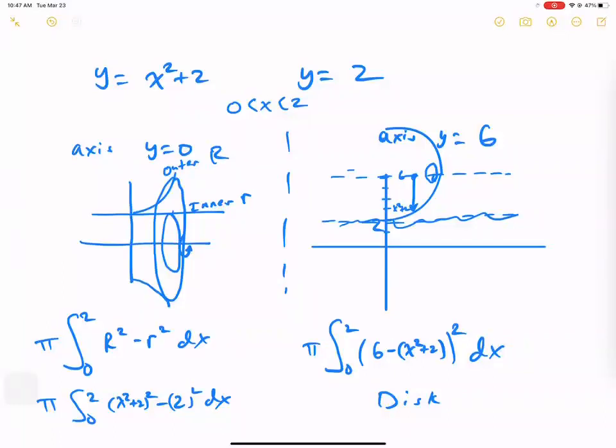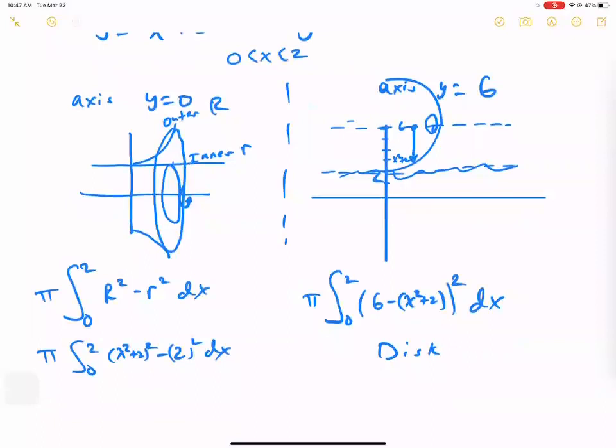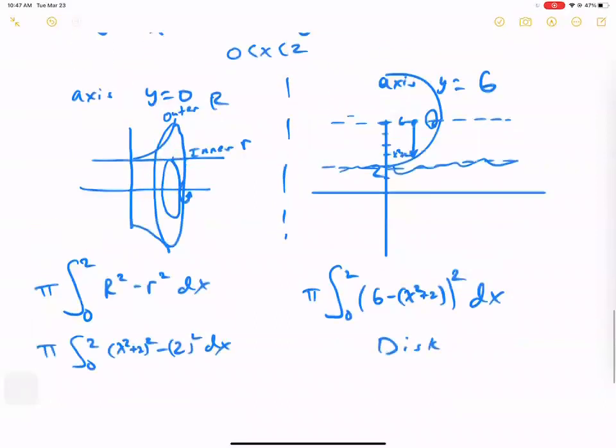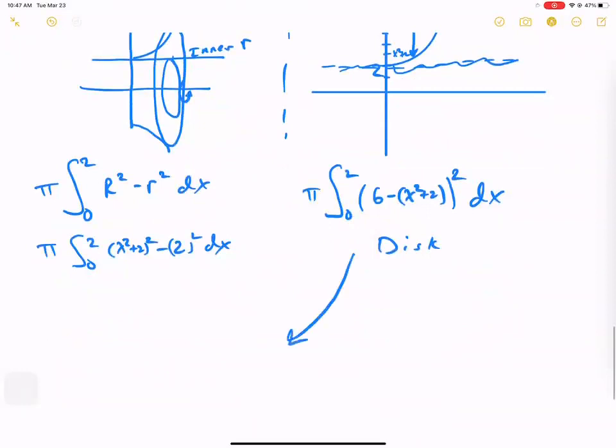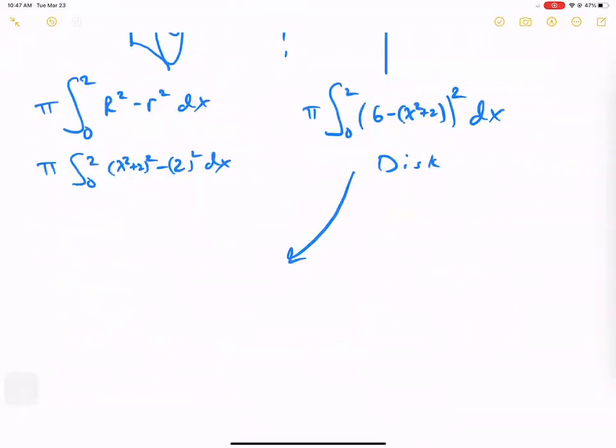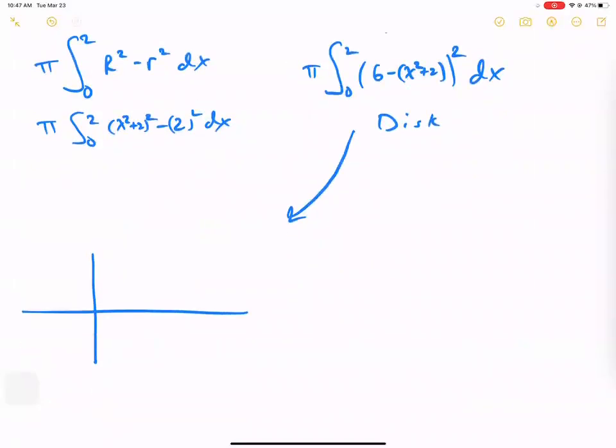Now, I could also change this problem a little more. I could have said, instead, making this problem a little harder, taking this example here, this is not a washer, but let's say we use the same idea. We have y is equal to x squared plus 2, and y is equal to, this time, 3. Now this is going to cut into my graph. Here's our y equals x squared plus 2, our parabola going up.